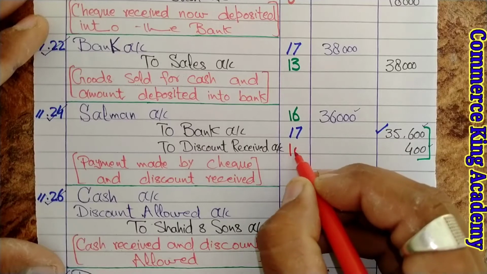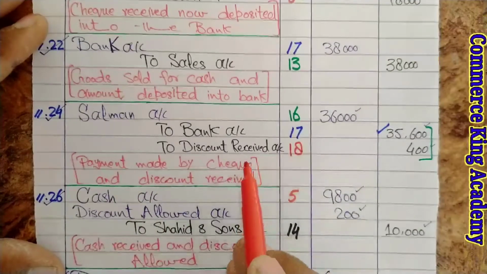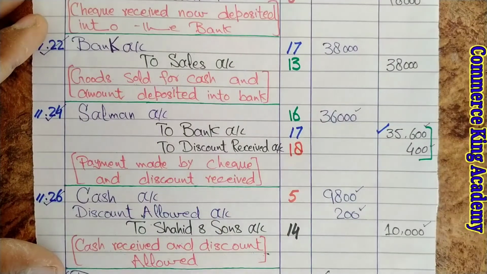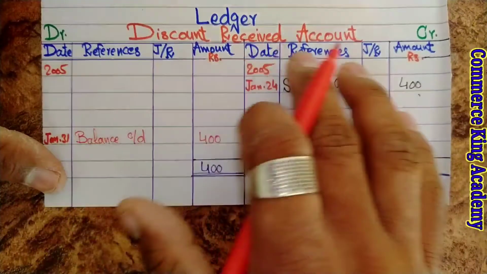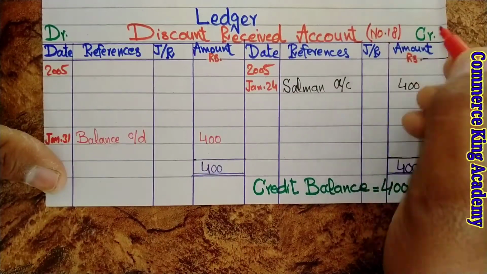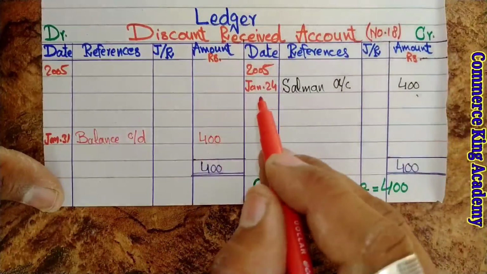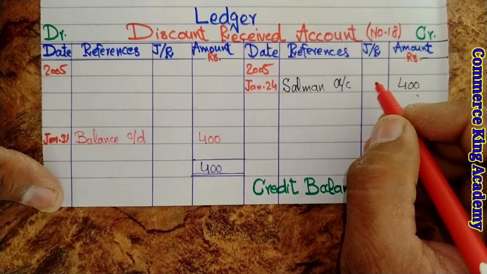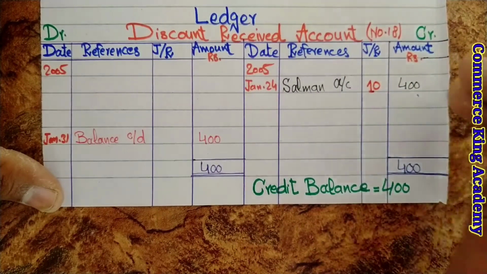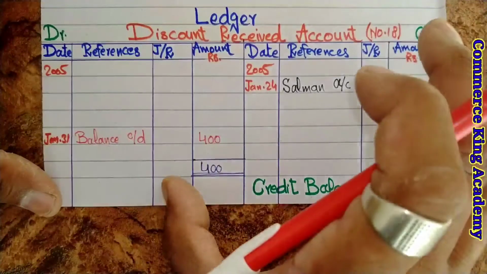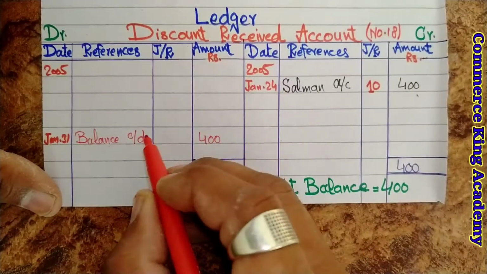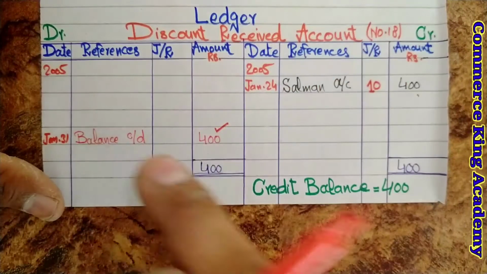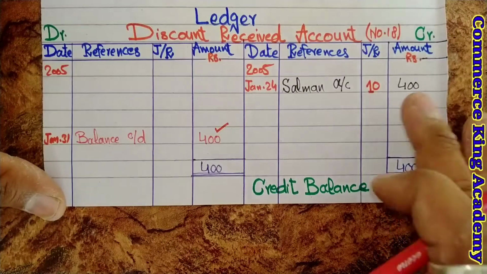Our next account in series is discount received account, and we will give ledger folio number 18 to this. Okay? So discount received account is credited by Salman account amounting to 400 rupees. You can see here this is the ledger account of discount received account with ledger folio number 18. Debit side, credit side. So on Jan 24, discount received account is credited by Salman account, journal reference number 10. We have the total of both sides, and ultimately we have a difference of 400 rupees on the debit side. So ultimately we have the credit side heavier than the debit side, so we have a credit balance of discount received account here.